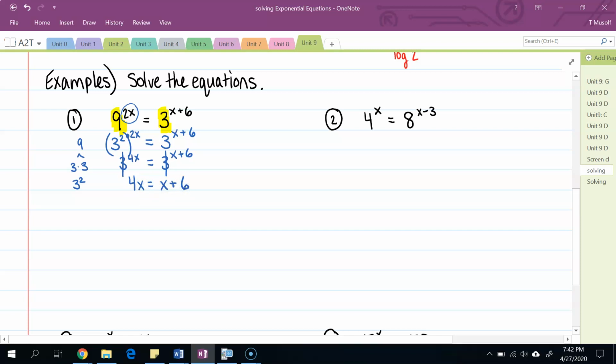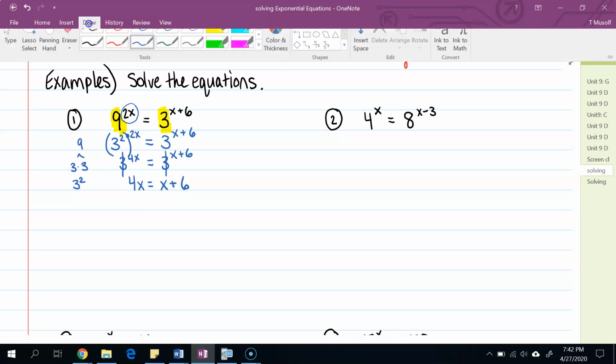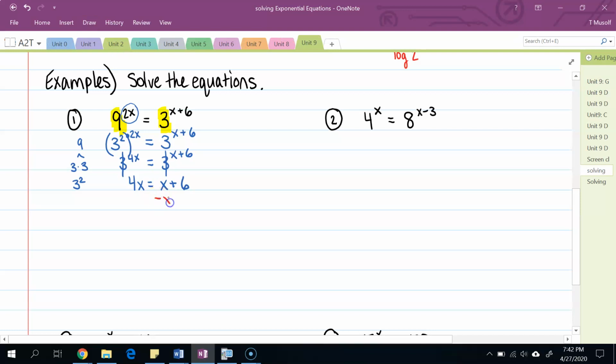And to solve this, I'm going to get the x's on the same side, so I'm going to subtract this x to the other side to keep that positive. All right, 4x minus 1x is 3x, so I end up with 3x equals 6. And if I divide by 3, I'll have my answer, and that is x equals 2.